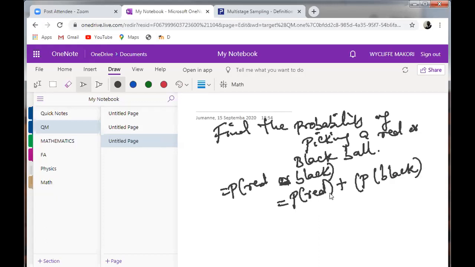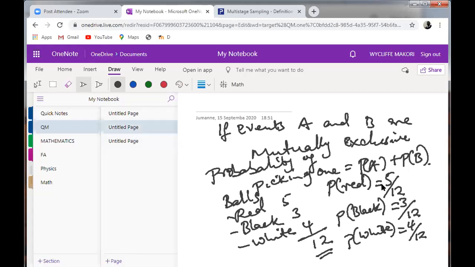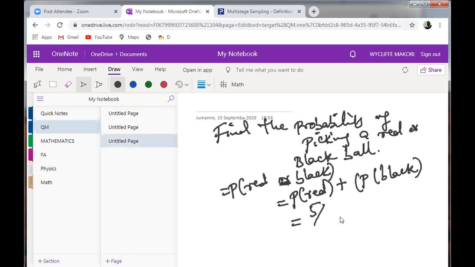It is the probability of red plus the probability of black. In this case, the probability of picking red is 5 over 12 and black is 3 over 12. So we can say it is 5 over 12 plus 3 over 12, which will be equal to 8 over 12, which can be simplified because 4 goes into both, giving 2 over 3.